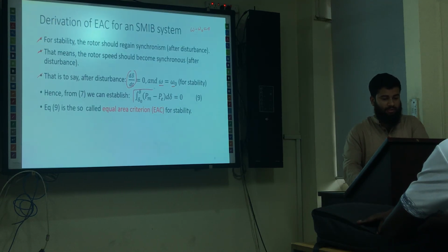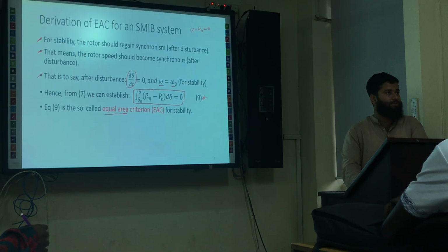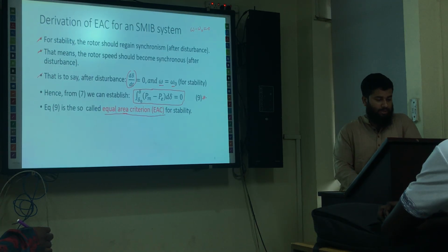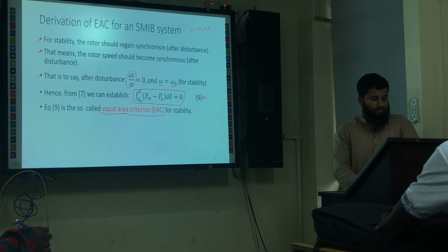This integration is actually equal to 0. And this equation number 9 is called the equal area criterion for stability. Why the name is like that, we will discuss word by word later on, no problem. Just for the time being, just realize what this integration actually is.